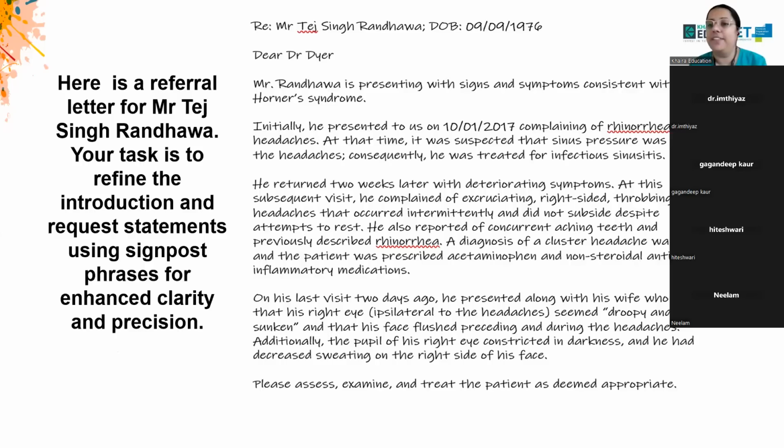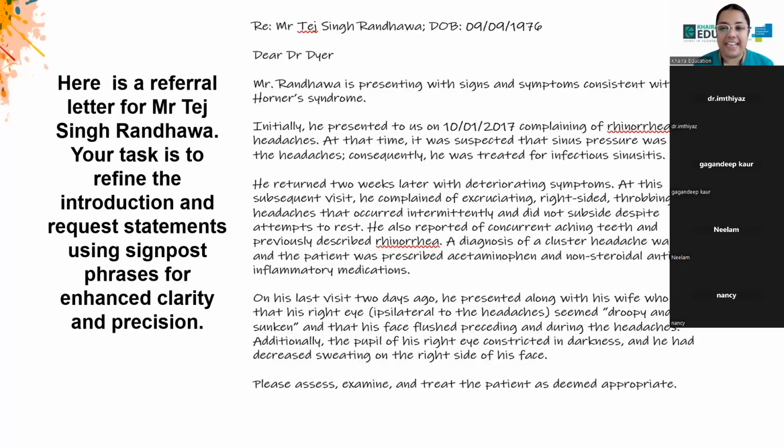On your screen, you have a letter. This letter is about the patient, Mr. Tej Singh Randhawa. First, I would want all of you to read the letter and then find out how this letter can be improved in the introduction as well as in the request statement. Otherwise, the letter seems okay. There are many signposts used, but the introduction, the beginning, setting of the context is not very great. Similarly, the request that is being made at the end is also not quite clear.